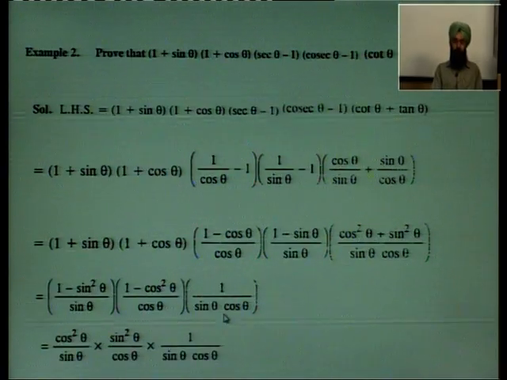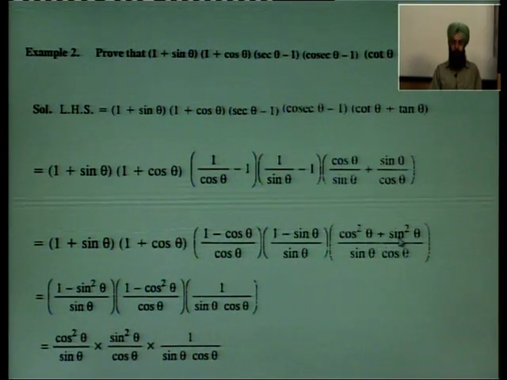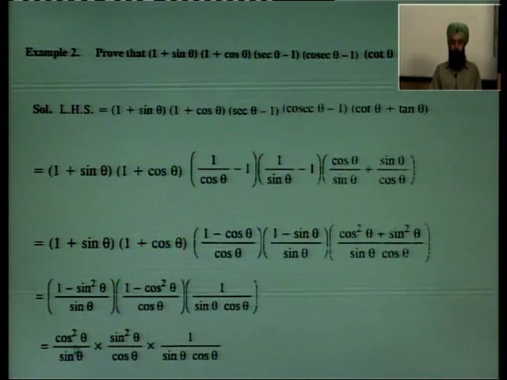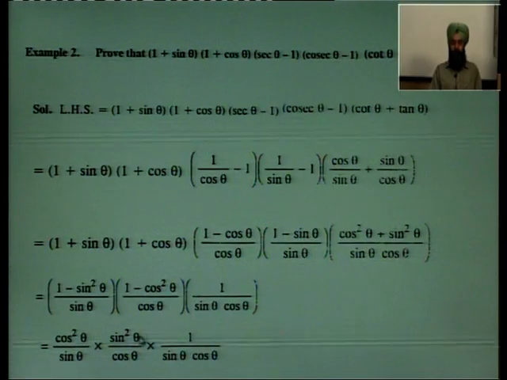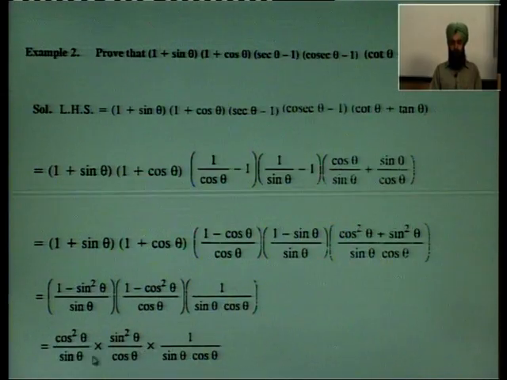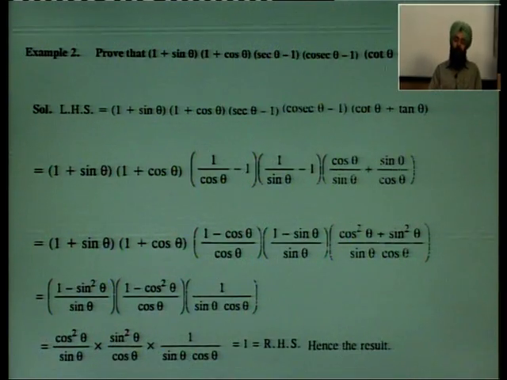So, also again using the trigonometric identity, cos square theta plus sine square theta is equal to 1, we write 1 minus sine square theta is equal to cos square theta, and 1 minus cos square theta is equal to sine square theta. So, all this will be sine and sine square, this will be cos and cos square, so all will be cancelled, and finally this is equal to 1, and that is our right hand side.